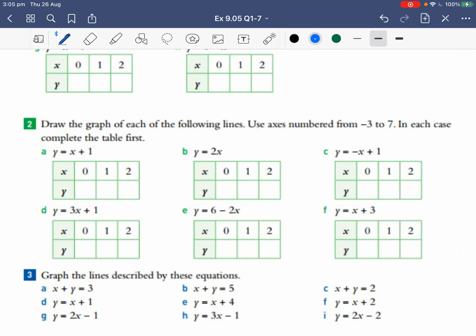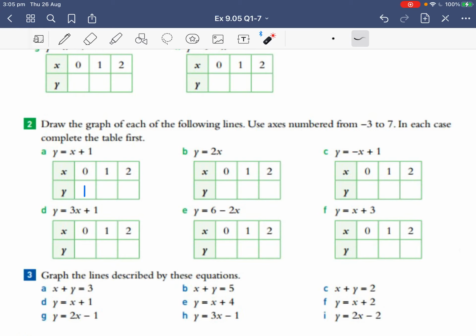For question 2, we want to draw the graph of each of the following lines using an axis numbered from -3 to 7, and in each case complete the table first. So for 2A, we have the line y equals x plus 1. So we want to complete the table. We have an x value of 0, and we're going to put it in here in order to find our y value. So 0 plus 1 is equal to 1, so that's our first y value.